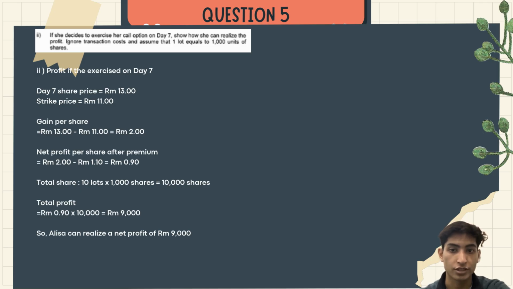Payoff per share is equal to RM 13 minus RM 11 equals RM 2. After deducting the premium, RM 2 minus RM 1.10 equals 90 cents. Alisa bought 10 lots and 1 lot equals 1000 shares. So the total shares are 10 times 1000 equals 10,000 shares. For the total net profit, 90 cents times 10,000 equals RM 9,000. In conclusion, Alisa earns a profit because the market price is higher than the break-even price of RM 12.10. Her total net profit is RM 9,000.